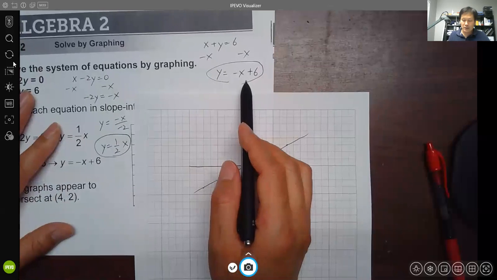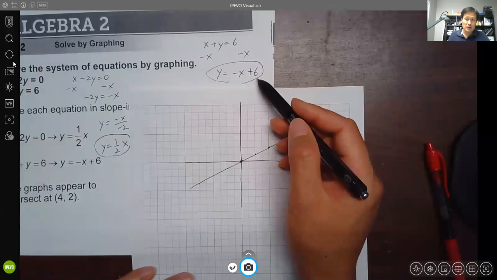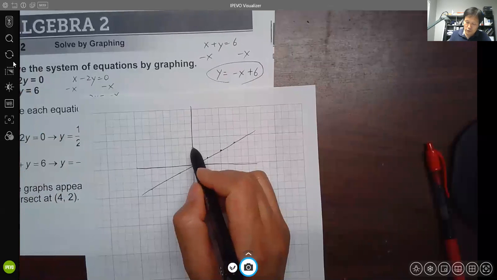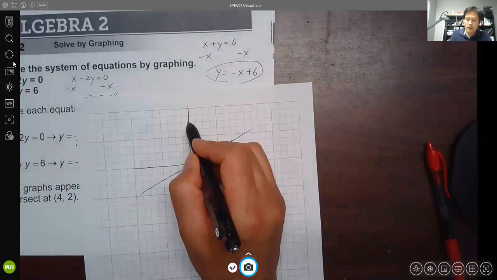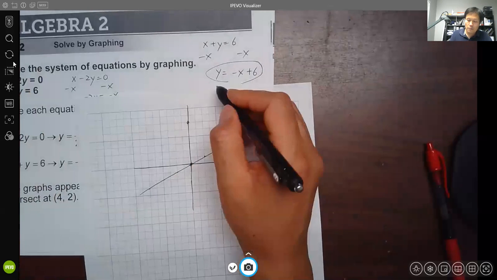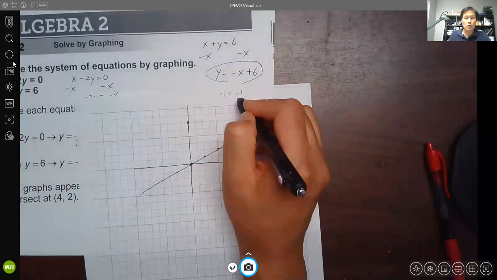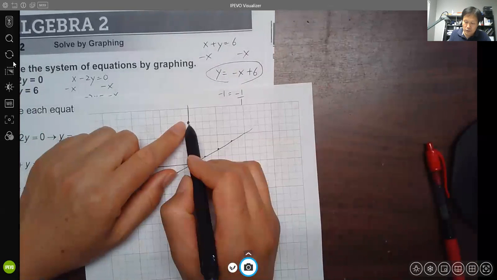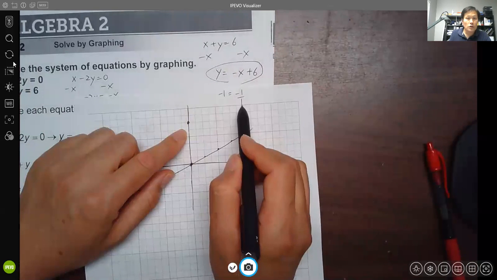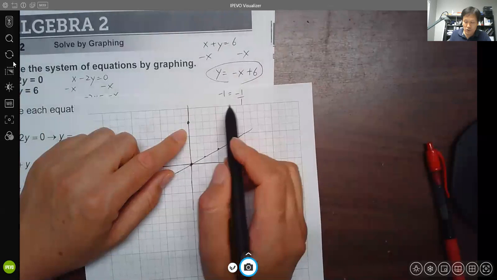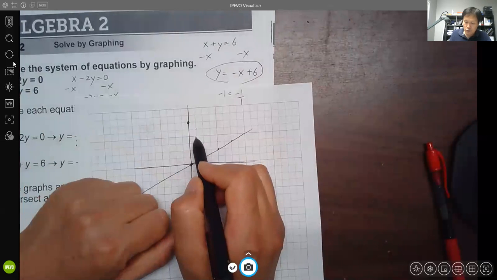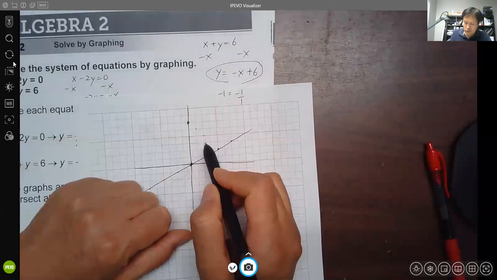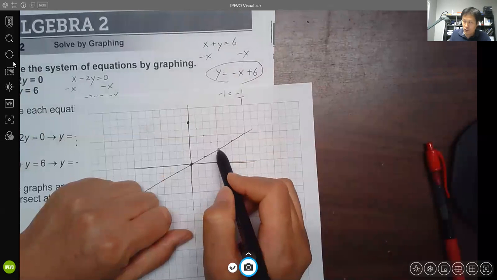Y equal to minus x plus 6. Y-intercept is 6. 1, 2, 3, 4, 5, 6. Slope is minus 1, which is the same as minus 1 over 1. Rise is minus 1, go down 1. Run is 1, positive 1 means you go right by 1. Down 1, right 1. Down 1, right 1.